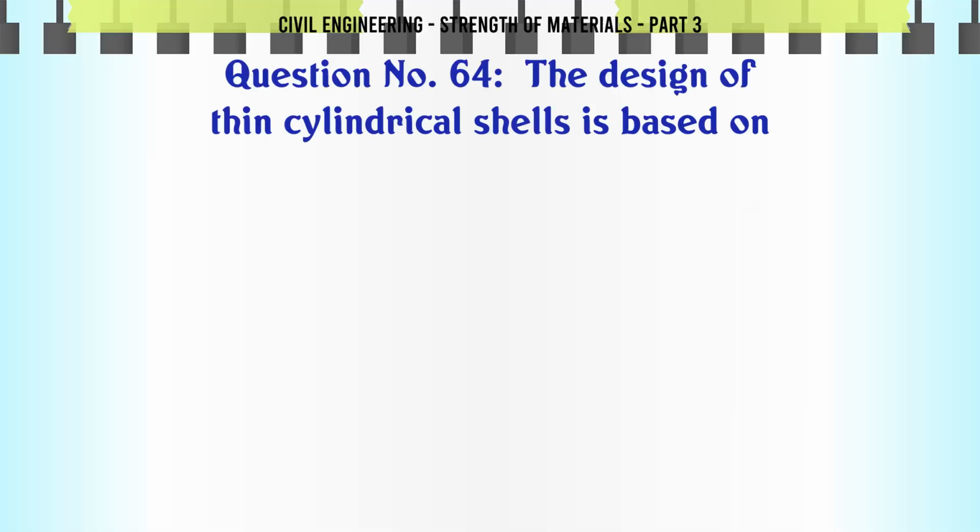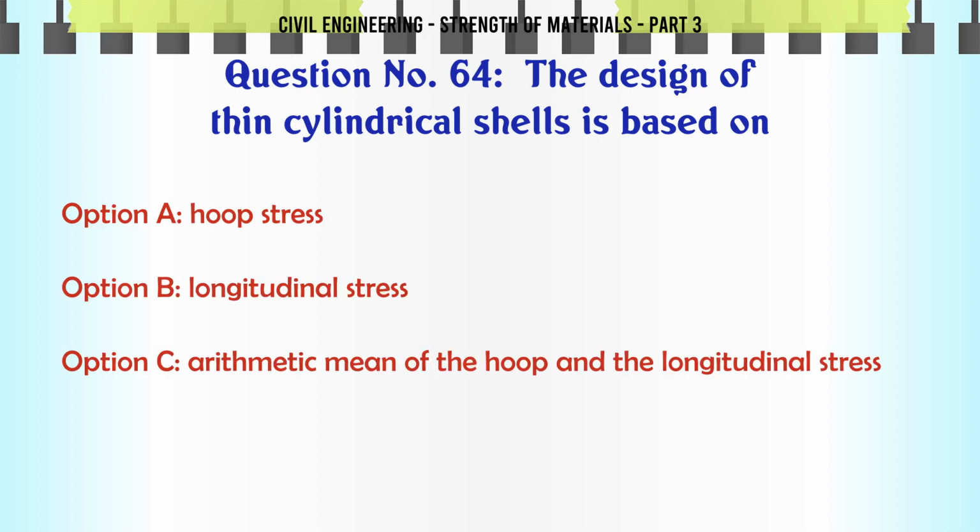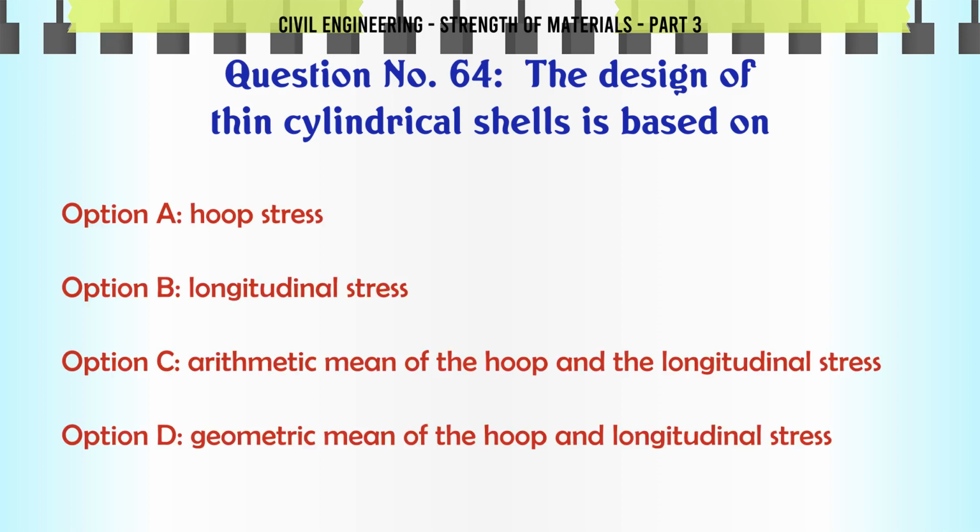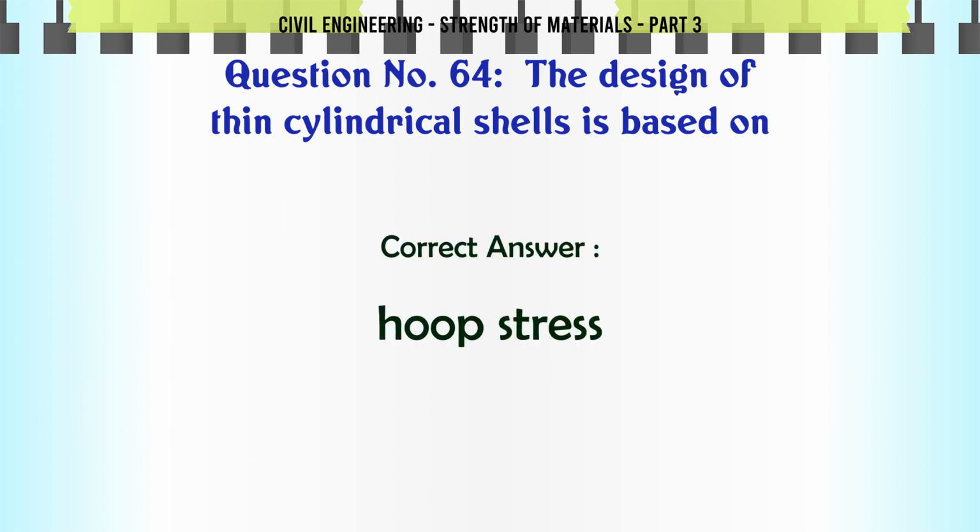The design of thin cylindrical shells is based on A. Hoop stress, B. Longitudinal stress, C. Arithmetic mean of the hoop and the longitudinal stress, D. Geometric mean of the hoop and longitudinal stress. The correct answer is hoop stress.